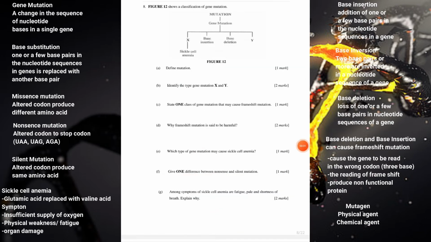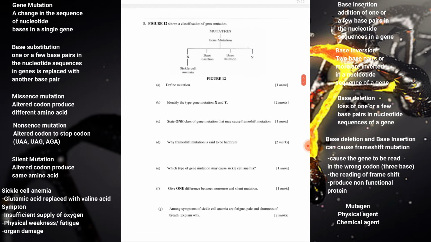Question number 8. Figure 12 shows a classification of gene mutation. So we have sickle cell anemia for X, base insertion, base deletion, and this one we call base inversion. Sickle cell anemia, X refers to base substitution.